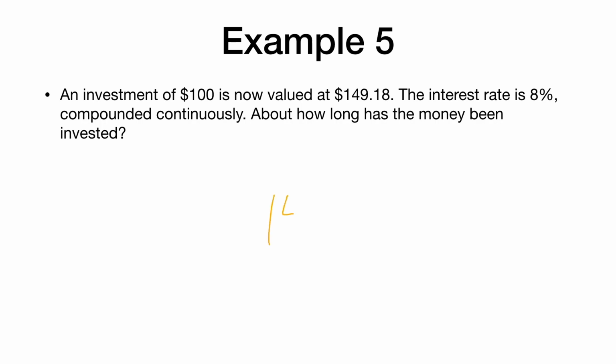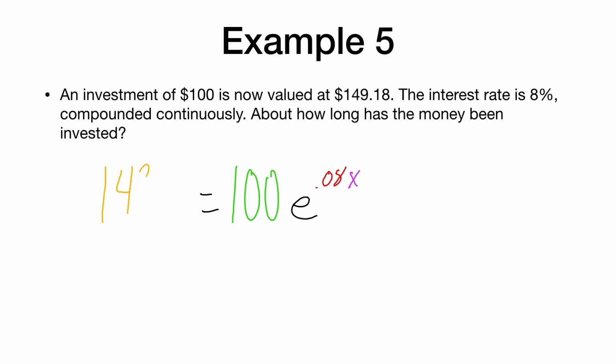So we have $149, but that's not our initial value. Our initial value is $100. Now it's at 8% compounded continuously, so we use our continuously compounded formula of e to the rate, which we know is 0.08, and how long it's been in, which is not mentioned. So I'm going to put x. That's all going to be equal to the amount that we now have, $149.18. So there we go.